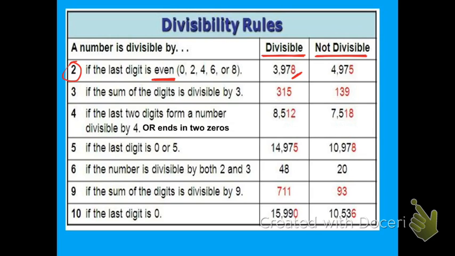Okay, but then the number 4,975, that ends in a 5. That's not an even number. 2 will not divide evenly into it. Okay? That's kind of how these rules work.